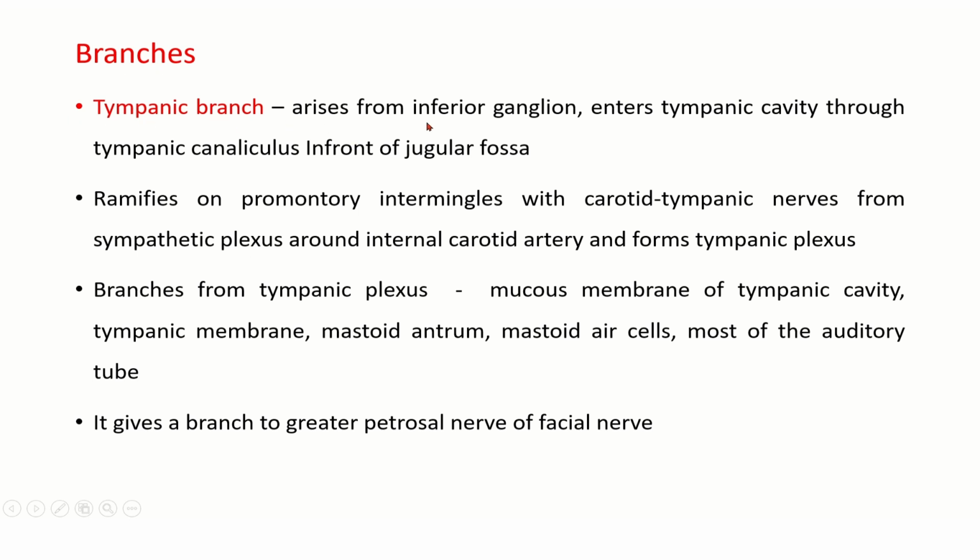branch. It arises from the inferior ganglion, enters the tympanic cavity through the tympanic canaliculus, which lies in front of the jugular fossa, and ramifies on the promontory of the middle ear. Here it intermingles with the caroticotympanic nerves from the sympathetic plexus around the internal carotid artery and forms the tympanic plexus.